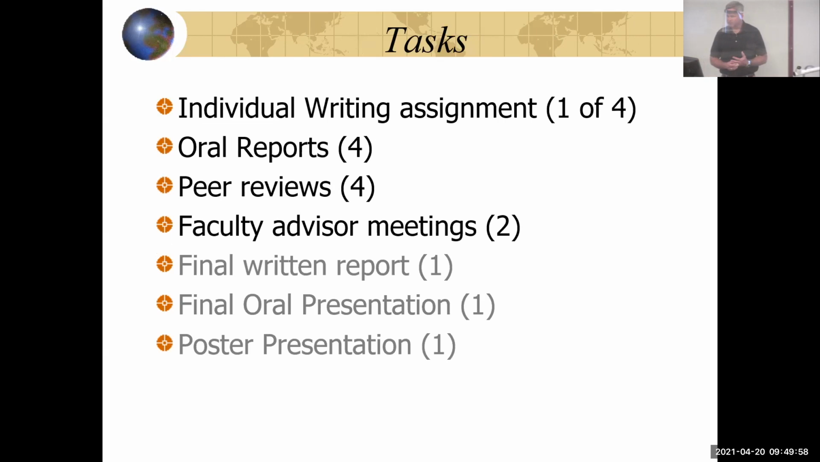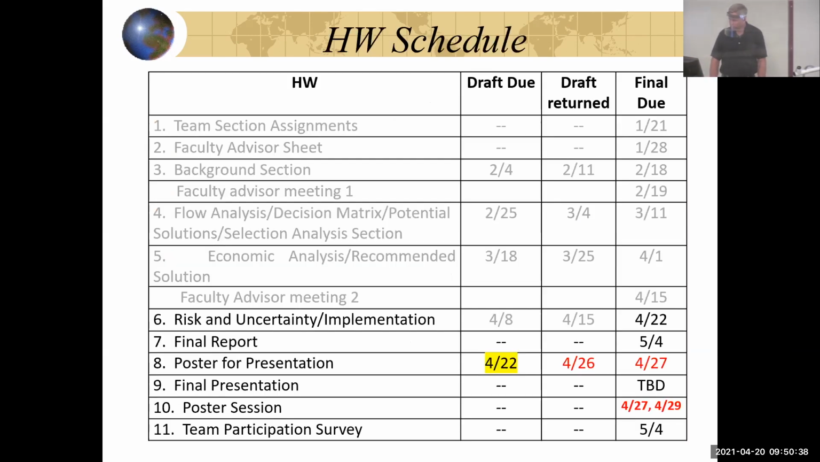So in terms of the tasks, since the beginning of the semester, your individual writing assignments, you've each had one of these to do. There are 4 total, so everybody on your team had one to do, and the last one is still in progress. So you've got 3 out of 4 of these done. Your oral reports, you've done 4 of those. You've done 4 peer reviews, and you've done 2 faculty advisor meetings. What is still remaining is you still have your final written report to do, your final oral presentation, and also a poster presentation.